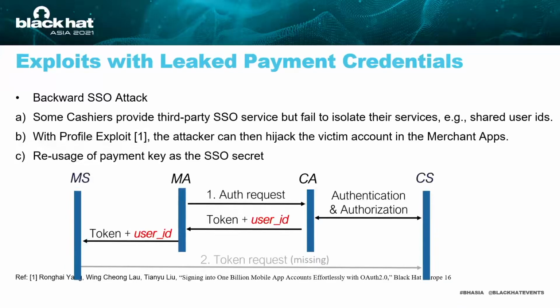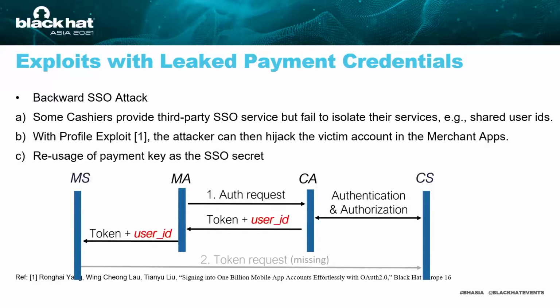However, these cashiers may not separate these two services, payment and single sign-on, properly, which may share the same set of user IDs, enabling the so-called profile exploit in single sign-on. In profile exploit, the merchant server wrongly trusts the user ID from the user device, but misses the token request to the service provider or cashier. As a result, the attacker may modify the value of the user ID in his device to steal the victim's account.